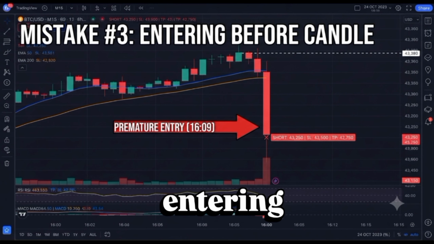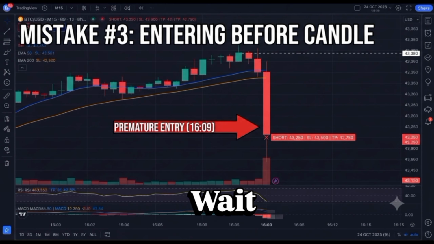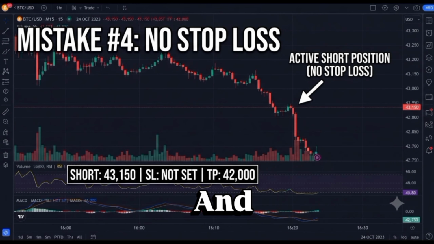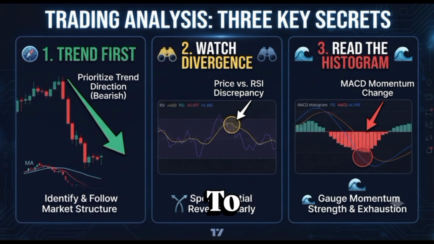Mistake 3. Entering before the candle closes. Wait for confirmation. A signal on a half-formed candle can disappear by the close. And mistake 4. No stop loss. MACD can stay oversold or overbought for longer than you can stay solvent. Always define your risk. To recap, use MACD with the trend, not against it. Watch for divergence as an early warning. And read the histogram for momentum clues.